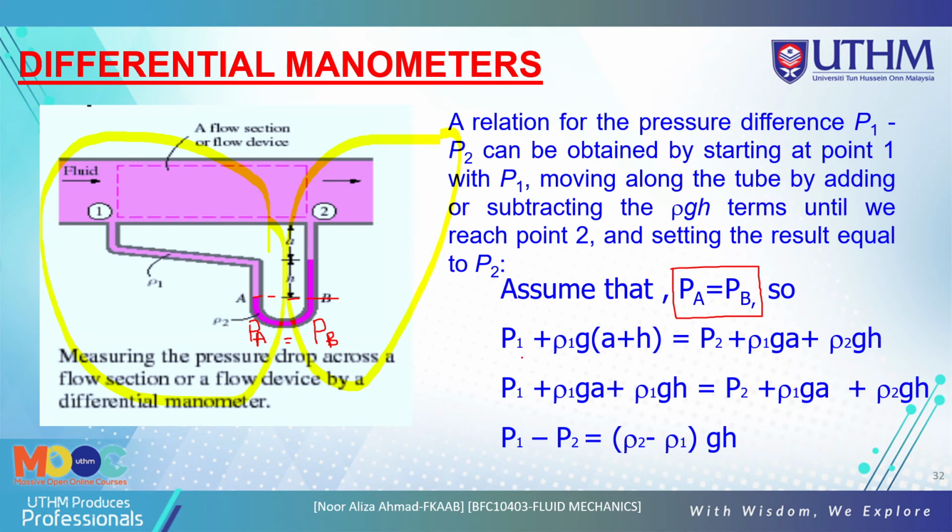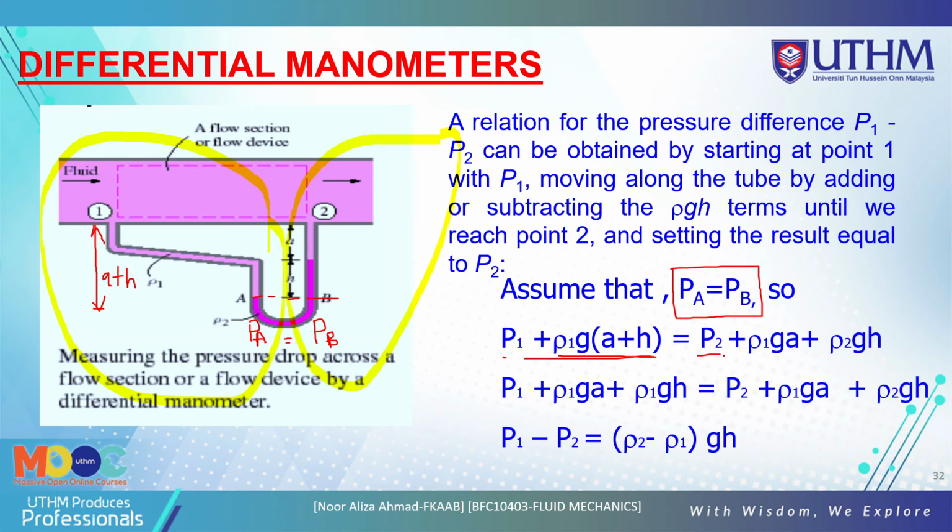So that's why it is pressure at 1 plus density 1 times g times A plus H, because the height of this is A plus H. So you get this one and the P1 for the left side, at the PA. And from the right side, the PB, this includes the point at 2.